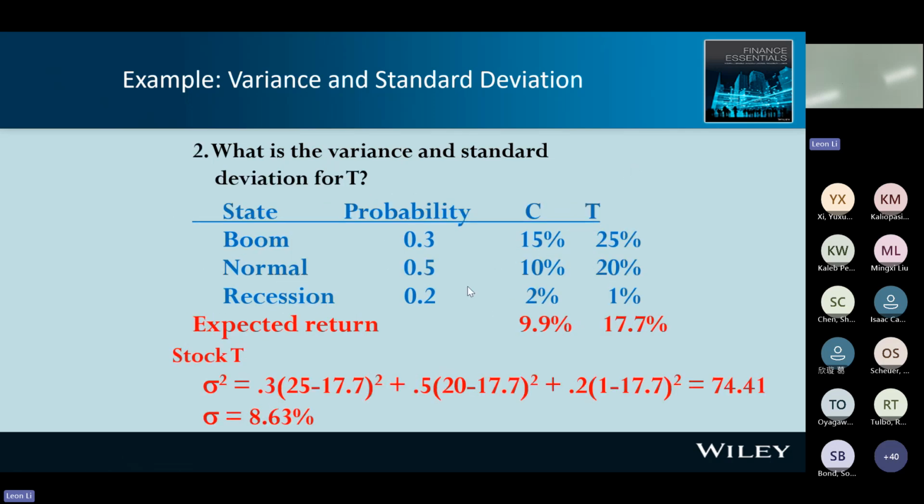So let me show you the calculation for T. You can see the deviation here in the parentheses and the squared deviation, power of 2, right? Then weighted average, this is our variance. To have standard deviation, we use the square root. This is our final result.